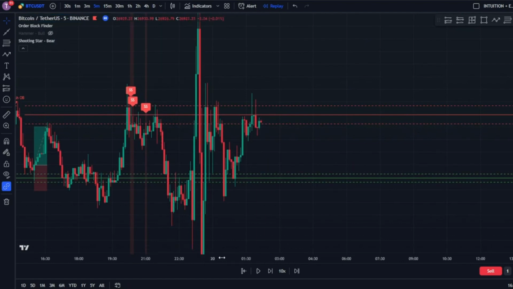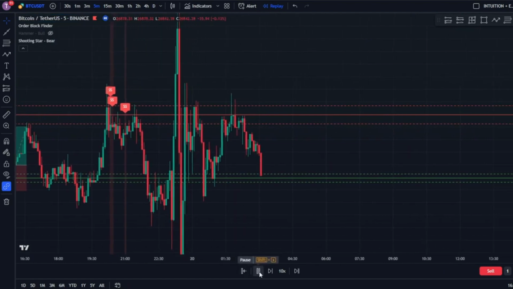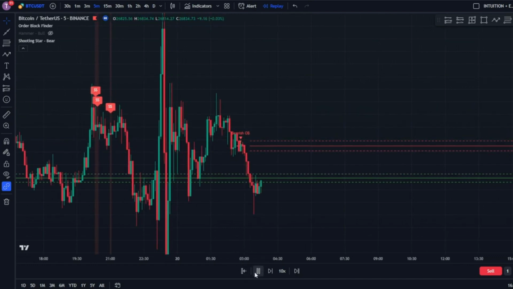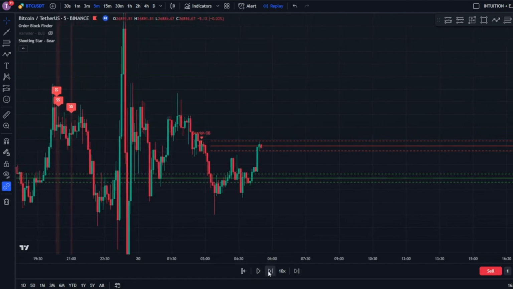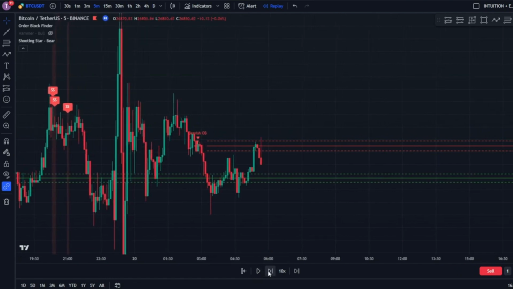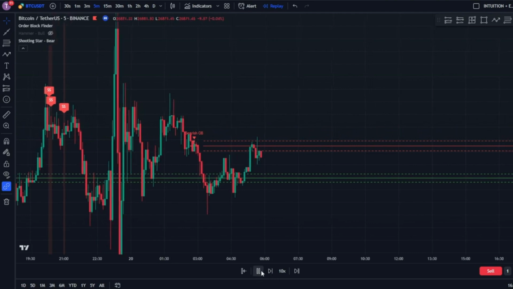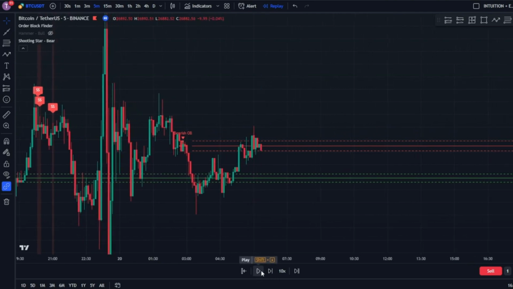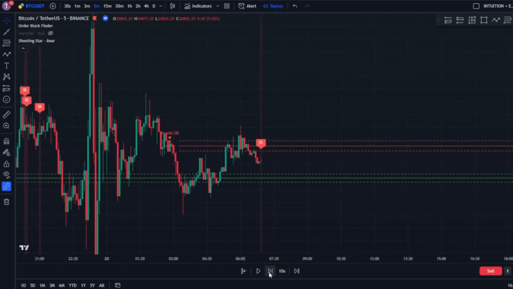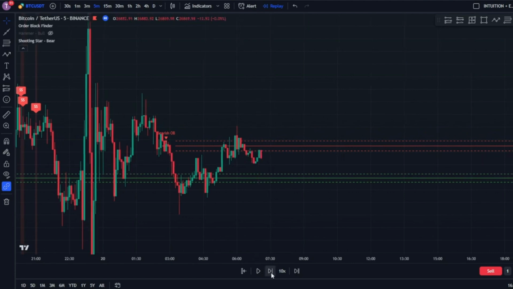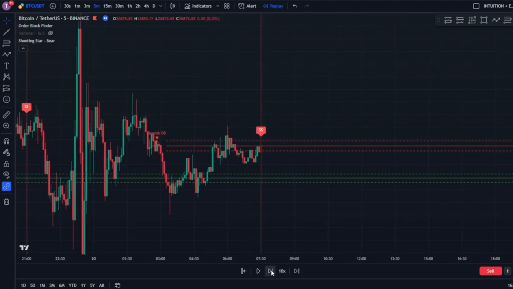Now we are waiting for the formation of the bearish order block. Here we have a bearish order block formation. Now we're waiting for a shooting star. Okay, no shooting star formation. As you guys can see, you must wait for the candle to close before you have the signal. That was in the middle of the candle and there's no shooting star formation. Same thing here. You want to wait for the candle to close first.